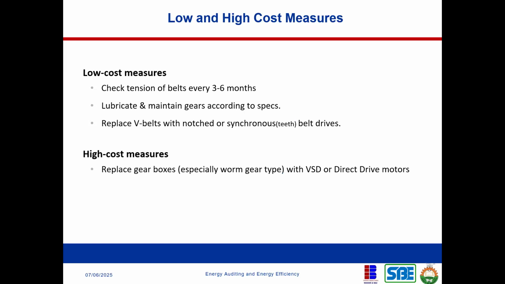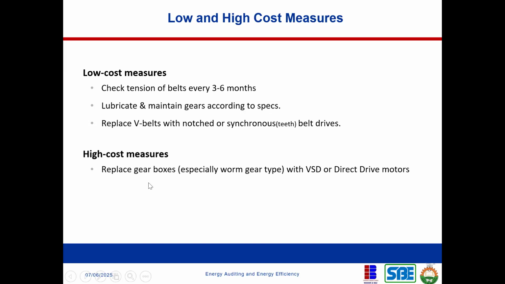Now, what are the low-cost measures for these drives? Check tension of the belt every 3 to 6 months. If you go to industry, you see that many of the motors, some of them are driven by belts. Sometimes the tension of the belt is such that it is loose, it's not properly tensioned, and once that happens, you begin to lose efficiency in that process. Lubricate and maintain gears according to specifications. Replace V-belt with notched or synchronous teeth belt drive. Now, these are some of the measures you can implement for the drive system.